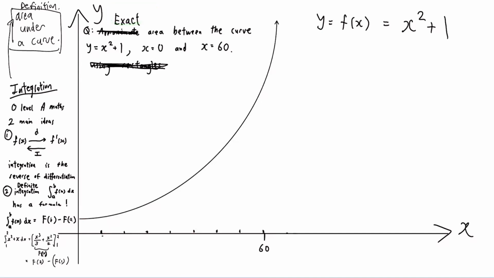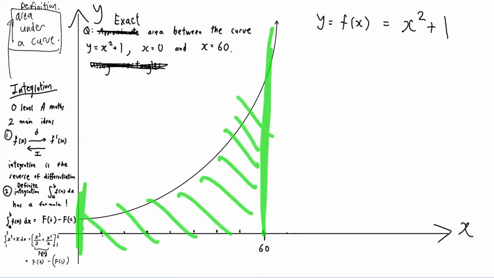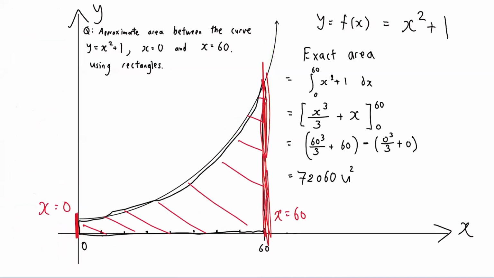Let's say we have this example of a y equals x squared plus 1 function, little f. We want to find the exact area between the curve from x equal to 0 and x equal to 60. Can you see x equal to 0 here and x equal to 60 here? Then there's a region here. We want to find the exact area. How do we do that? We take the definite integral. Integrate x squared plus 1 from 0 to 60. You know how to integrate: x cubed over 3 plus x. Sub in 60, sub in 0, minus. Then you eventually get 72,060 units squared. I calculated beforehand. Not important. You know how to do this.